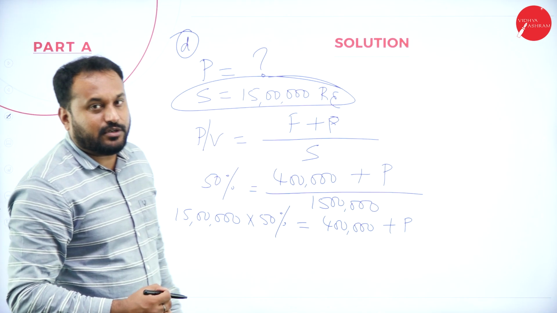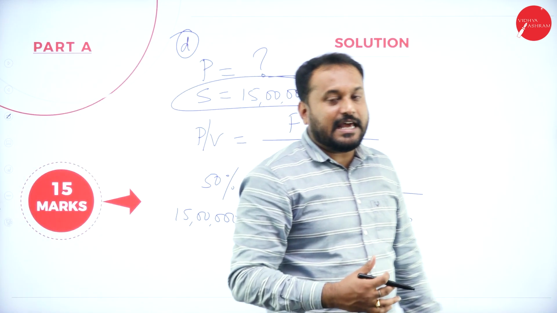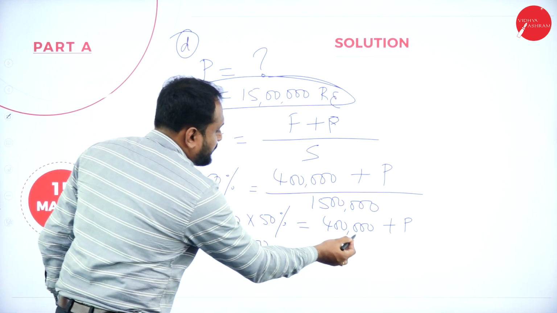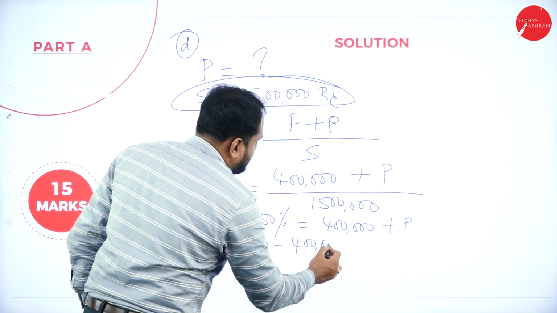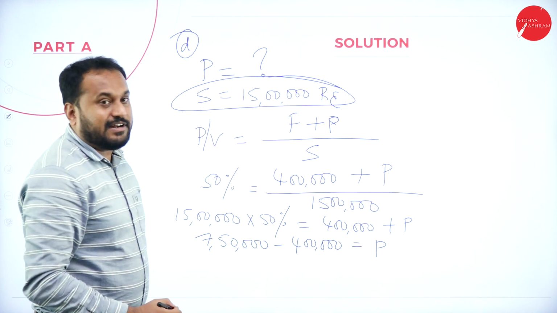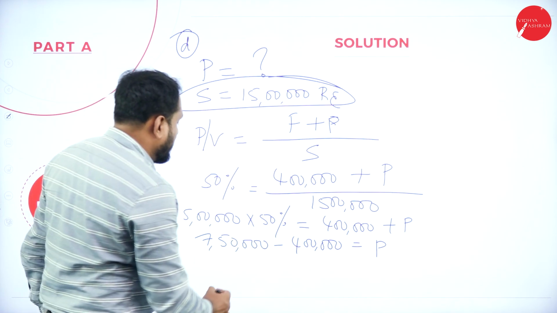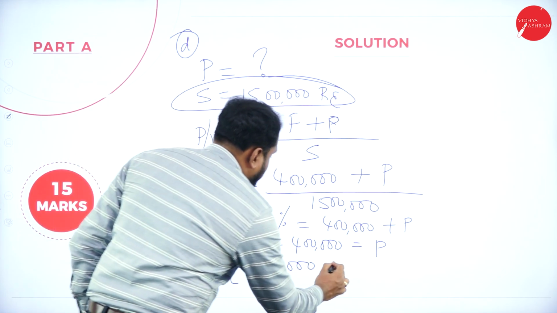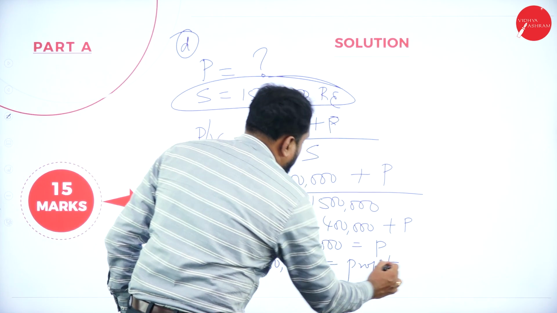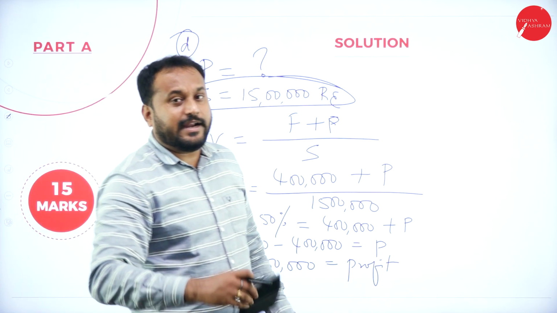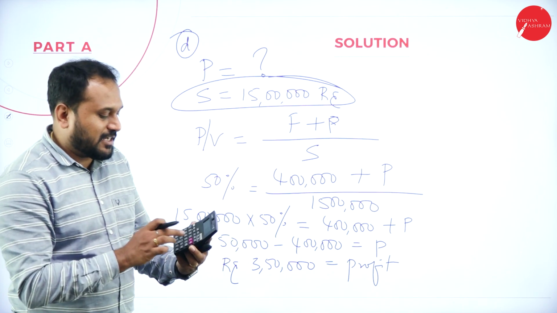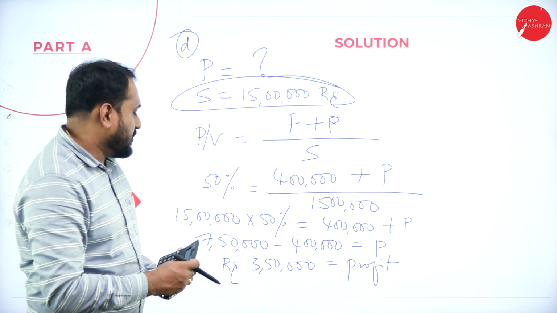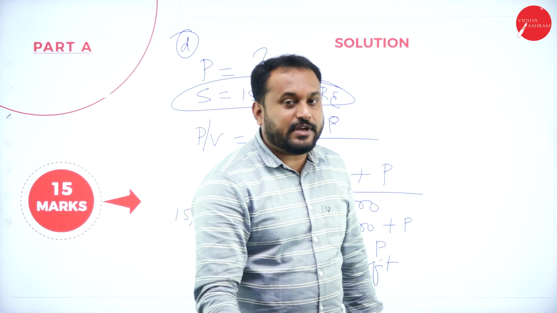Now here 15 into 50%, half of it is 7,50,000. So 7,50,000. Now this 4 lakh will come here, minus 4 lakh is equal to P. Now 7,50,000 minus 4 lakh is 3,50,000. So profit is how much? 3,50,000 rupees is equal to profit. Now many times what happens is you know the addition and subtraction, but still I'll tell you it's a 15 marks question. Go with this. Now 7.5 minus 4 is equal to 3.5. So 3,50,000 is the profit. We are done with this.